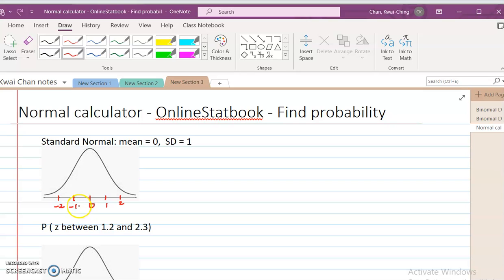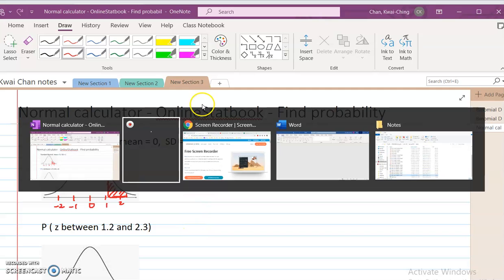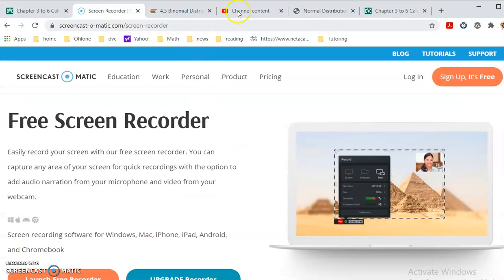So if I want to find something that's between 1.2, where is 1.2? Roughly here, right? And 2.3 is here. So this is my z value, and the probability is the area above it, under this normal curve. If I can find the area, I can find the probability. Then we'll use the online calculator.